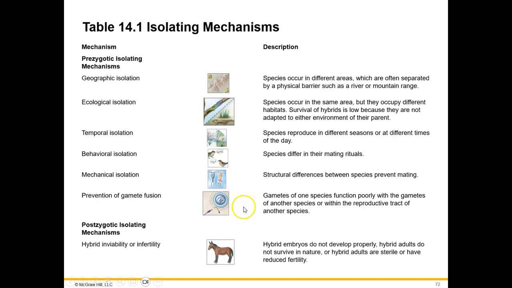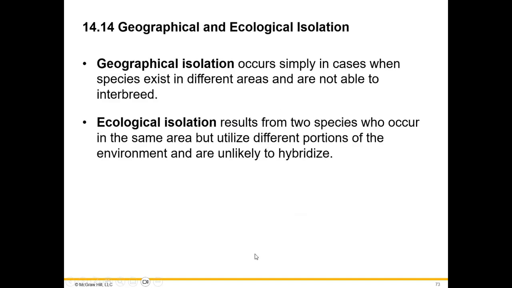For our post-zygotic isolating mechanisms, we've got hybrid inviability or infertility. In this instance, hybrid embryos do not develop properly, so the hybrid adults don't survive in nature, or the hybrid adults will survive for a certain amount of time but they will be sterile, or just have reduced fertility, so they can't pass on those genes.